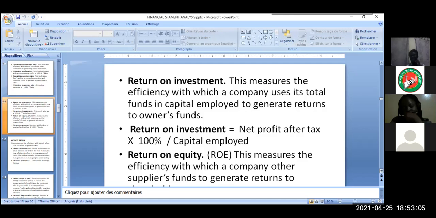If I can ask, where do we find the net profit within the two financial statements? When do we find the net profit?